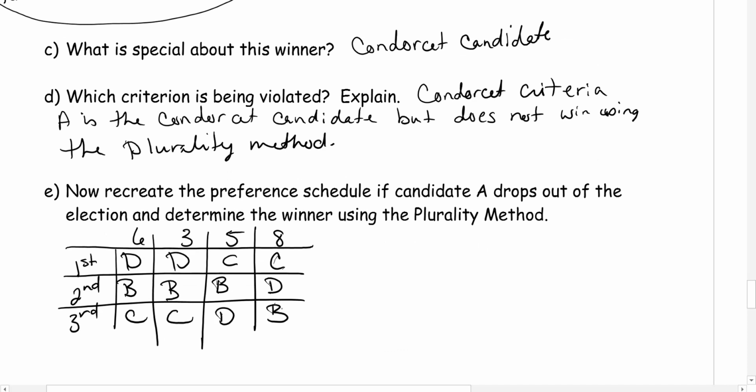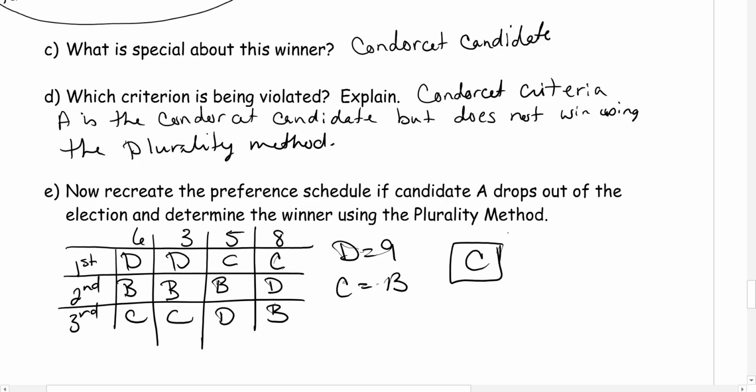And now we want to figure out who will win using the plurality method. So D has 9, and candidate C has 13. So candidate C would win.